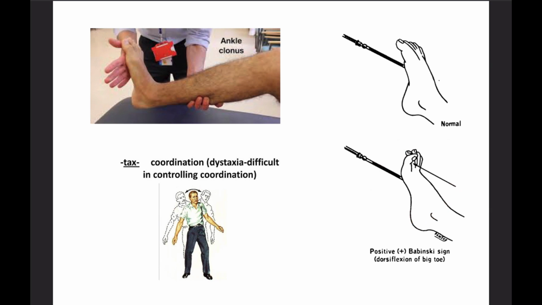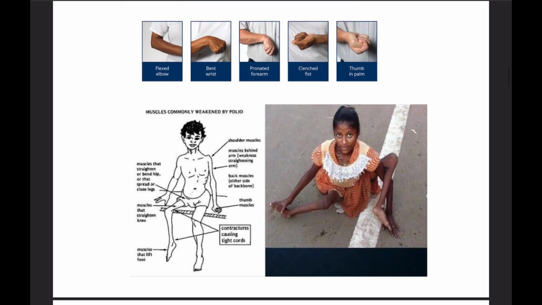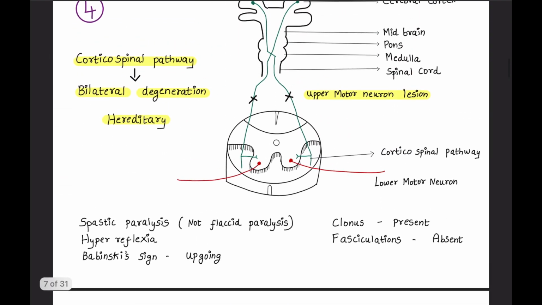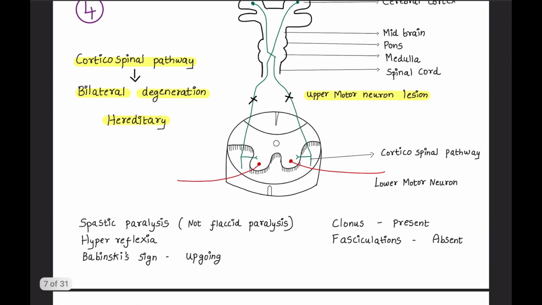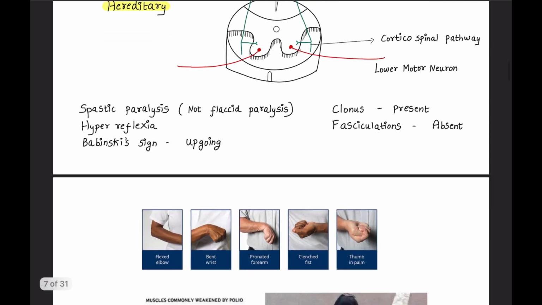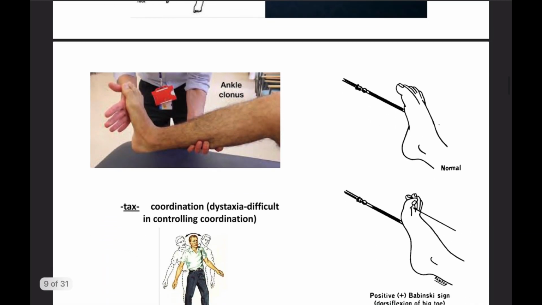But if this continues even after age 2, then it is abnormal, and you can rule in an upper motor neuron lesion. So Babinski sign which is upgoing means here the big toe is going upwards. Here all the toes are going in the opposite direction, so here the Babinski sign is downgoing, or you can say there is swaying of the toes.